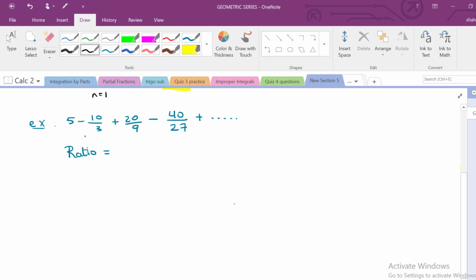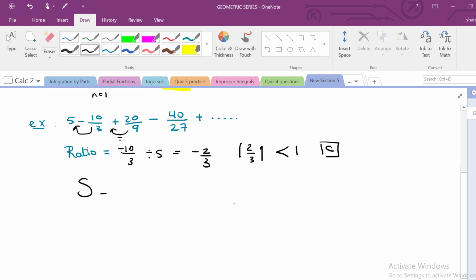So to find the ratio of a geometric series, you simply divide the second term by the first term, or any two consecutive terms. So if you divide 20 over 9 divided by 10 over 3, or 10 over 3 divided by 5, you will get the same ratio. So the ratio over here, if I do negative 10 over 3 divided by 5, I will get negative 2 over 3. I want to know whether this series converges or diverges. So I'm going to take the absolute value of this r and see if it's less than 1. 2 over 3 is definitely less than 1, so this series converges. It's as easy as that.